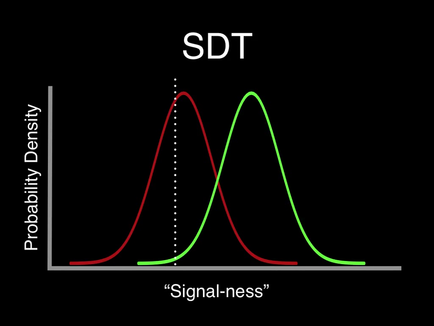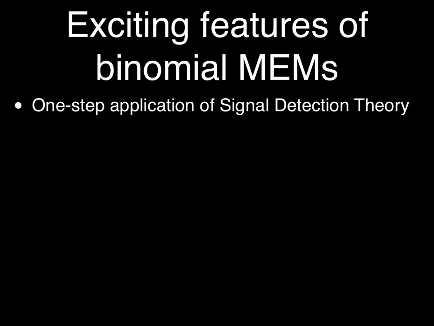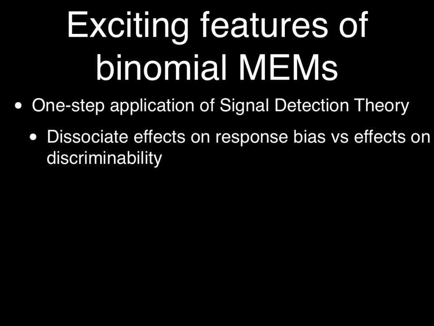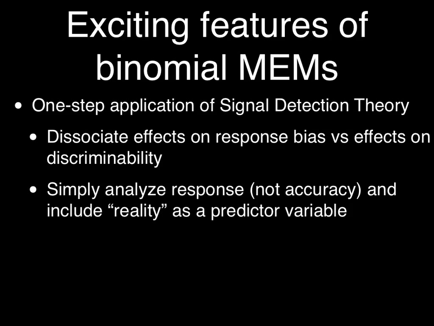Alternatively, they could put their criterion the other way and favor green more than red. So the idea here is that signal detection theory allows you to dissociate the effects of response bias versus effects on discriminability. A lot of the time, we're most interested in effects on discriminability because it usually indexes information processing efficiency, and we want to just account for bias in our models.